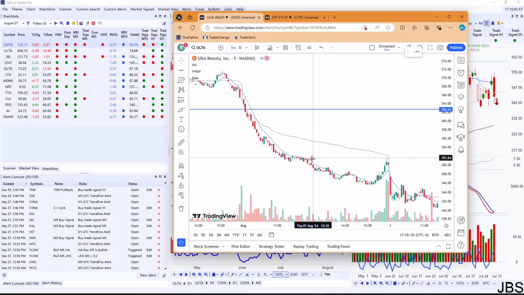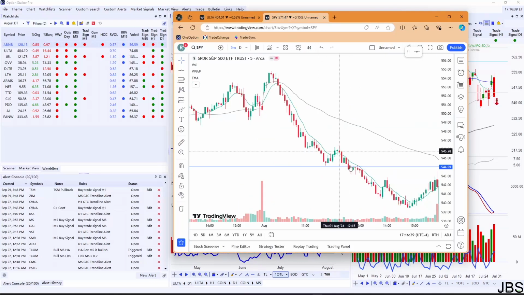ULTA was not rallying with this little bounce, hugging the low of the day. That's the move you can take. And I'd probably take some gains here. A little bit of bounce, double bottom, 230.